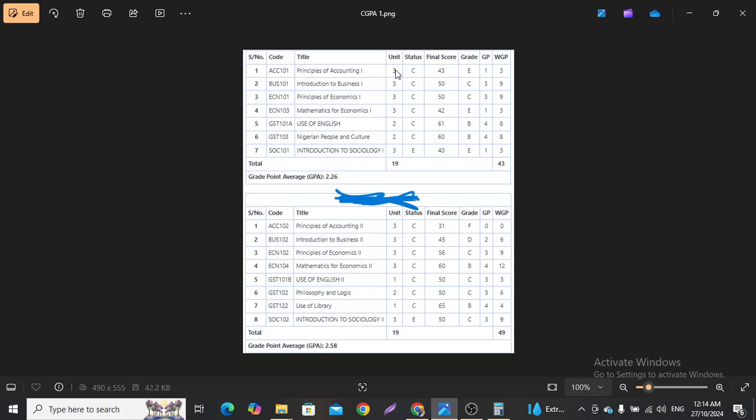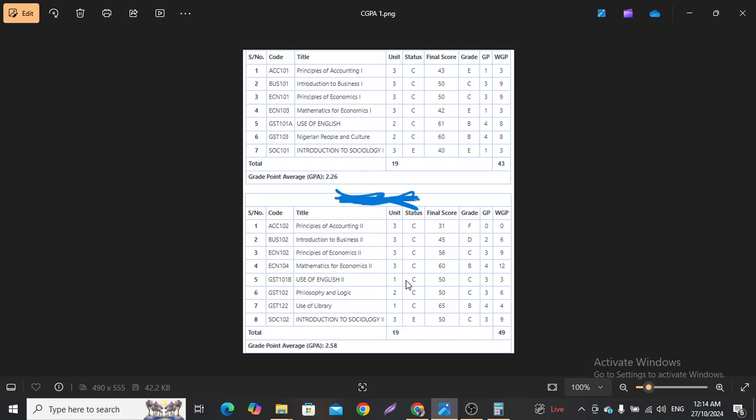Each of these courses has a unit attached to them as well. 3 units. Look at these courses, 3 units. This GST, 2 units. Go down here, you even see this GST 101B, 1 unit. There's no course that has 0 unit attached to it. So it's usually between 1, 2, 3, 4, and maybe 5 in an extreme case.